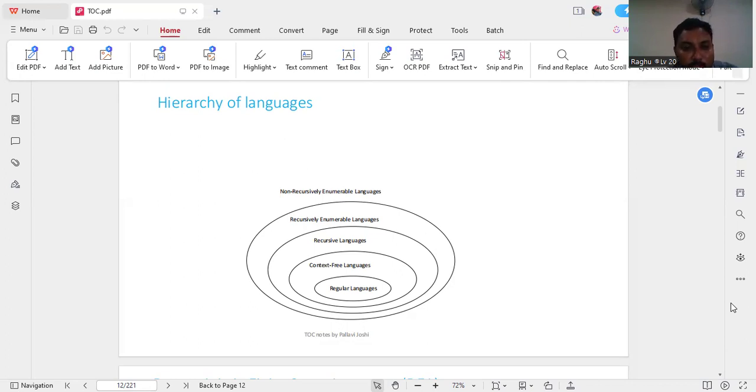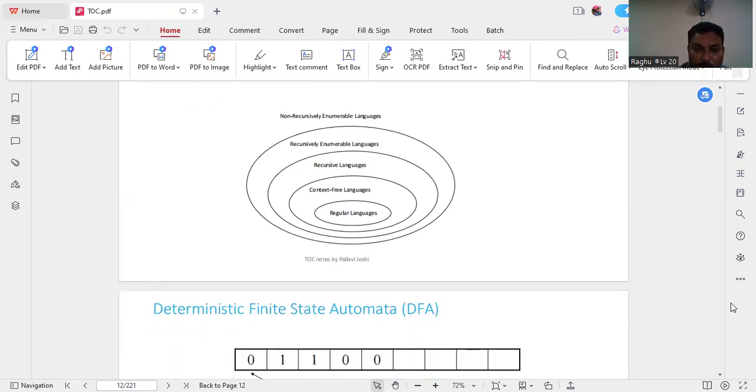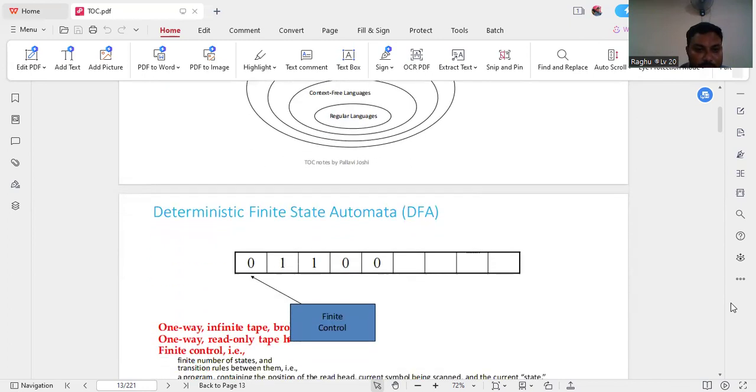Here, finite automata, regular language, and regular grammar are considered as type 3 automata, type 3 grammar, and type 3 language. Coming to the second type of automata, PDA is the second type of automata. It is nothing but pushdown automata. And context-free language, context-free grammar. These are the type 2 automata, type 2 language, and type 2 grammar. Is it clear?